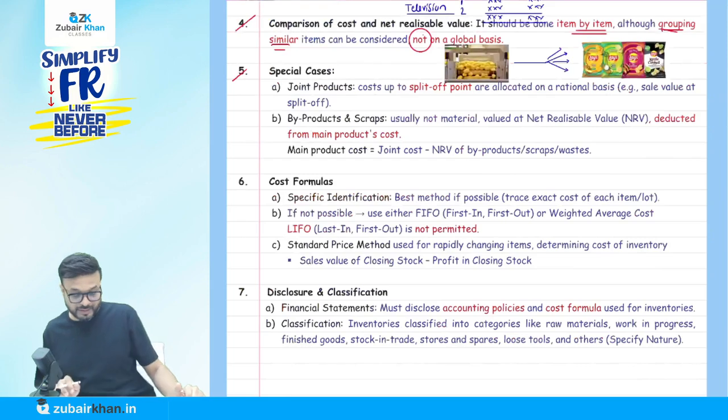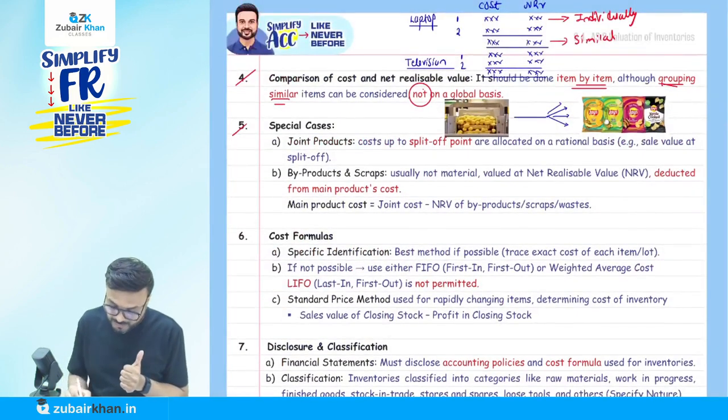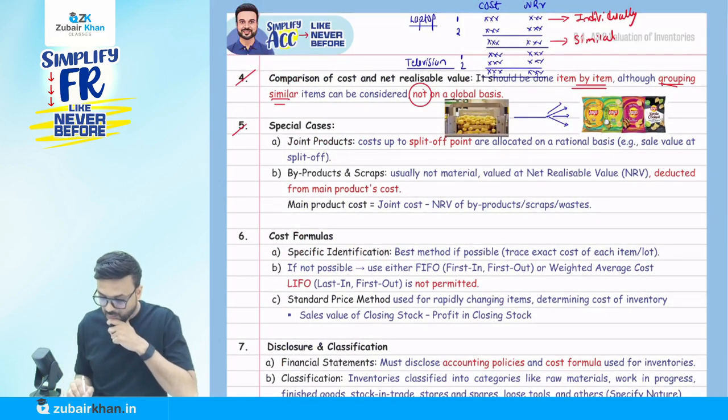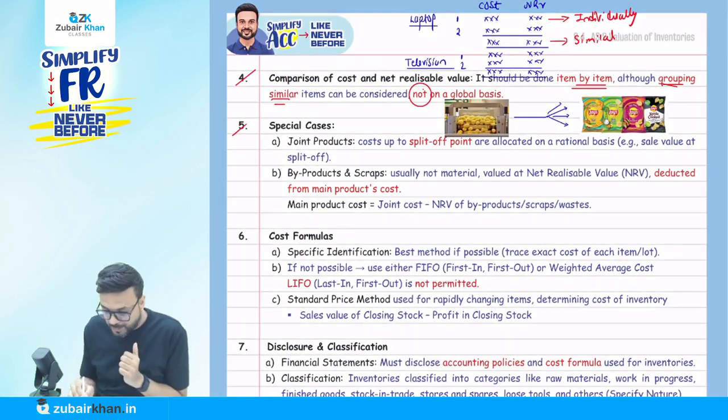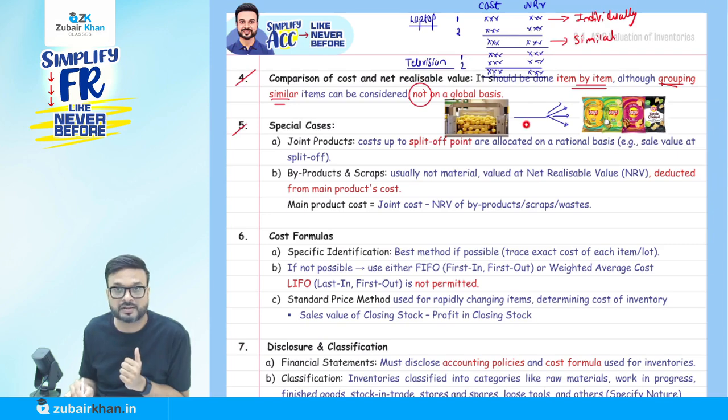The fifth point is the special case. What about the case of a joint product? Like you can see here, this is a company like Lay's, a potato chips company. They have potatoes and they manufacture chips. Up to a certain stage, it is a joint cost, then different flavors will come. So what about the joint cost? How to allocate these joint costs?